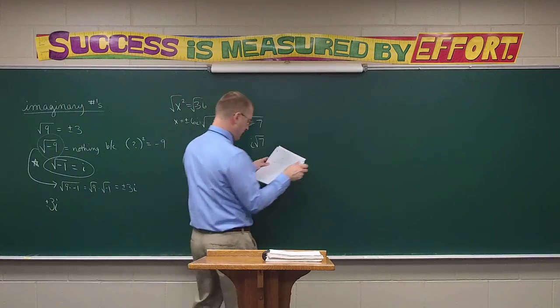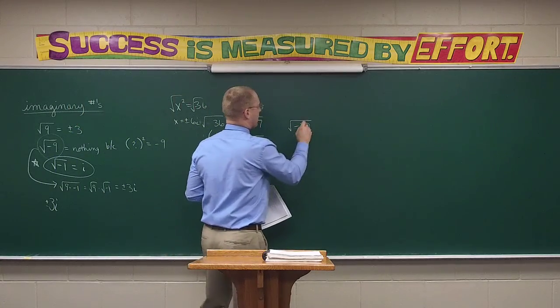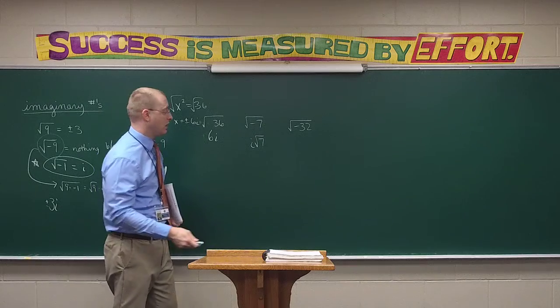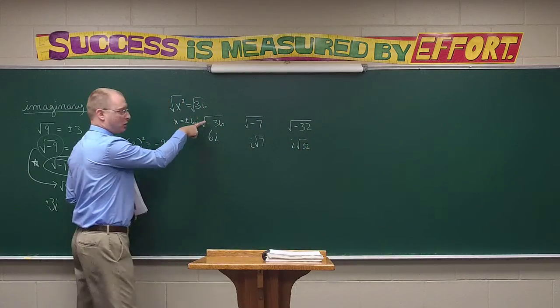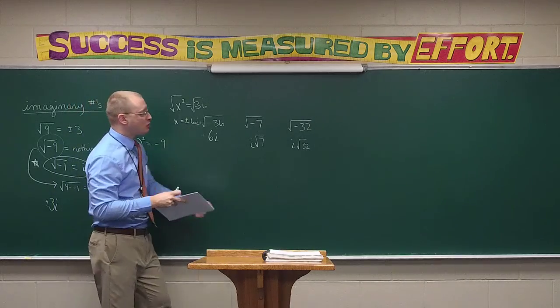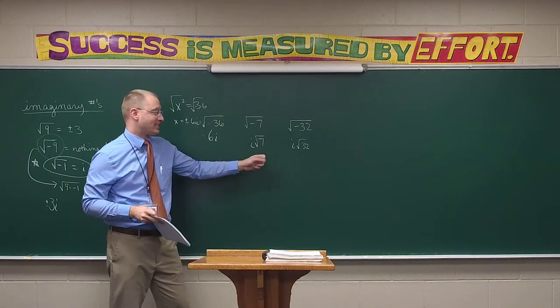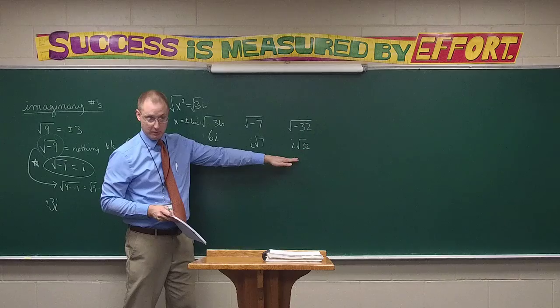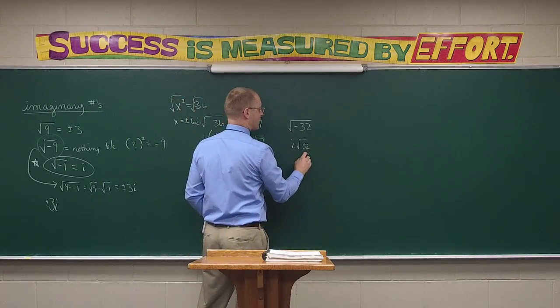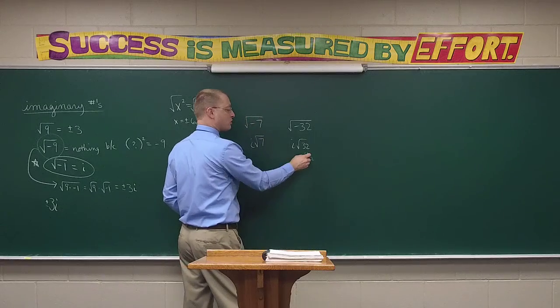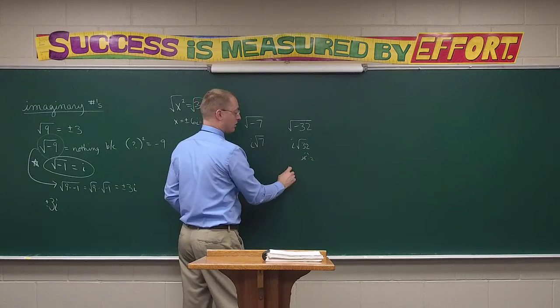If we had something like the square root of negative 32, again, first we pull out the i. So we get i square root of 32, and I can't take the square root of 32 like you can 36. But I can do more with the square root of 32 than the square root of 7, because I can at least reduce the radical, remember? Factor that into 16 times 2, where I'll take the square root of the 16.